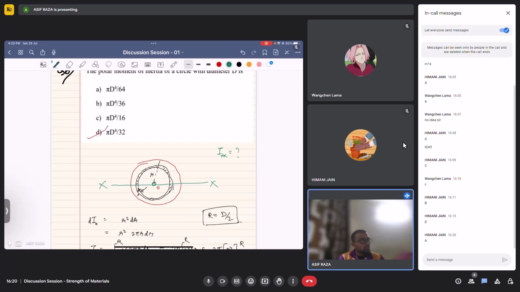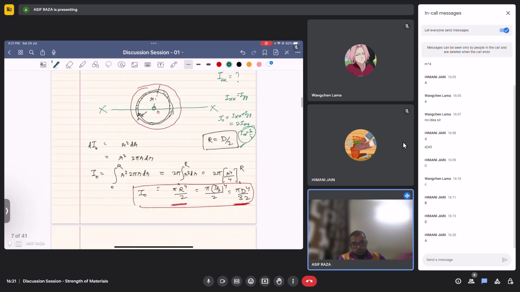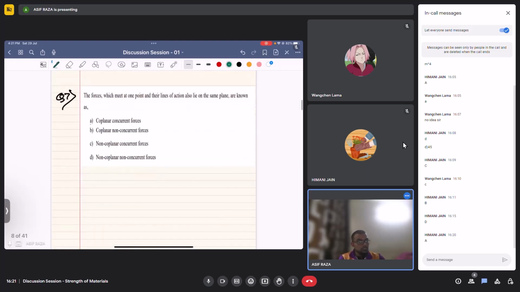Yes, Himani has given a correct answer. It would be pi d^4 upon 64. Due to symmetry of this system, Ixx would be equal to Iyy, and Io is equal to Ixx plus Iyy. This is equal to 2 times Ixx, so Ixx would be equal to I naught upon 2. So yes, you're correct. Let's move on to the next question.